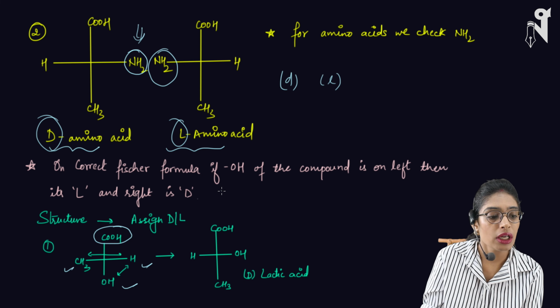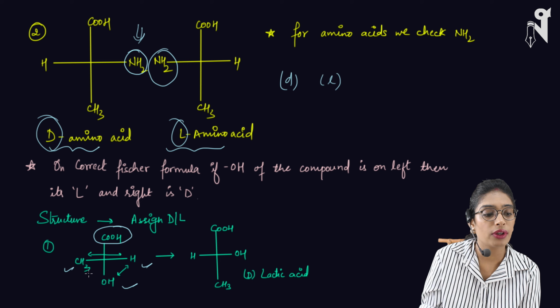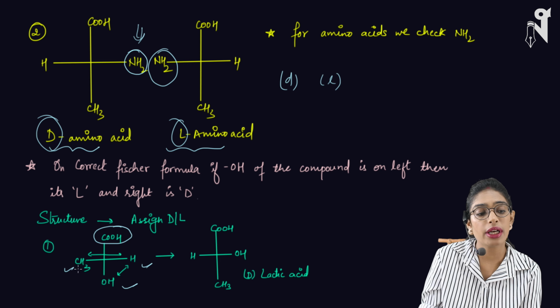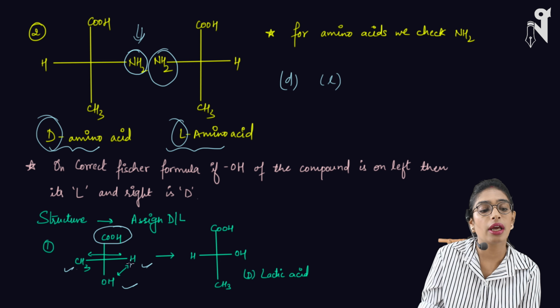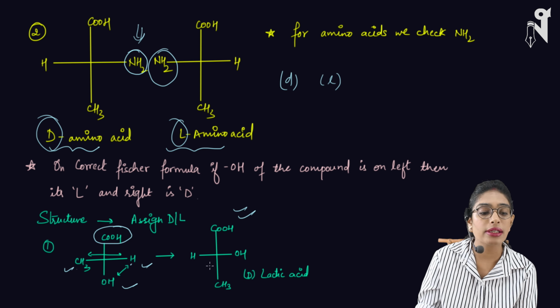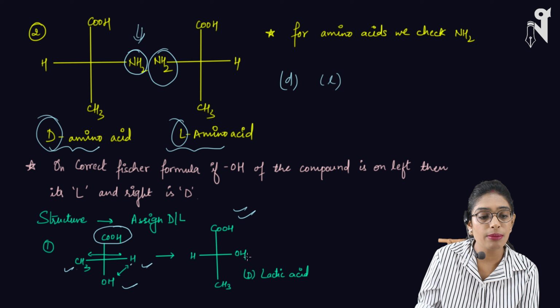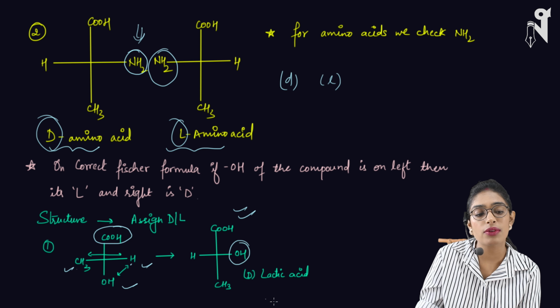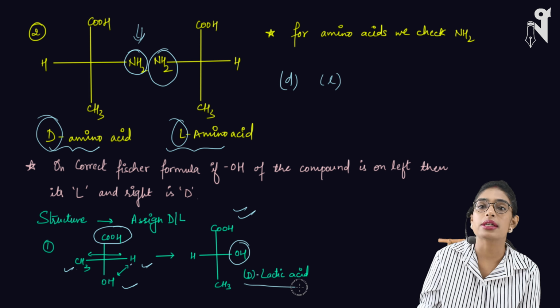So what we have done, we have switched the position of CH3 and hydrogen and then CH3 and OH and eventually got this molecule, right? This is the lactic acid molecule. And now I can see my OH is on the right. So the name of this compound is D-lactic acid.